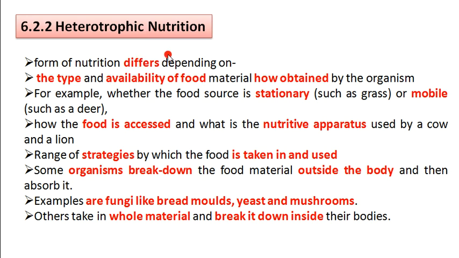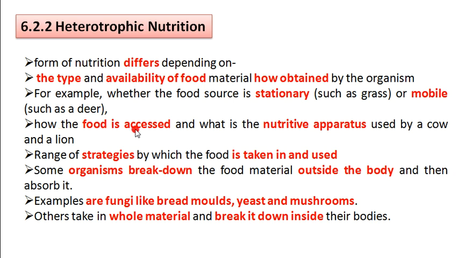This depends upon the type. There are different types of heterotrophic nutrition, depending on the type and availability of food and how it is obtained. The food source can be stationary. Stationary means it stays in one place, such as grass. Grass cannot move. And mobile means it can move from one side to another, such as deer. Deer is an animal, and an animal is also food for other animals. We will discuss it later also. So keep in mind two types of food source, stationary and mobile.